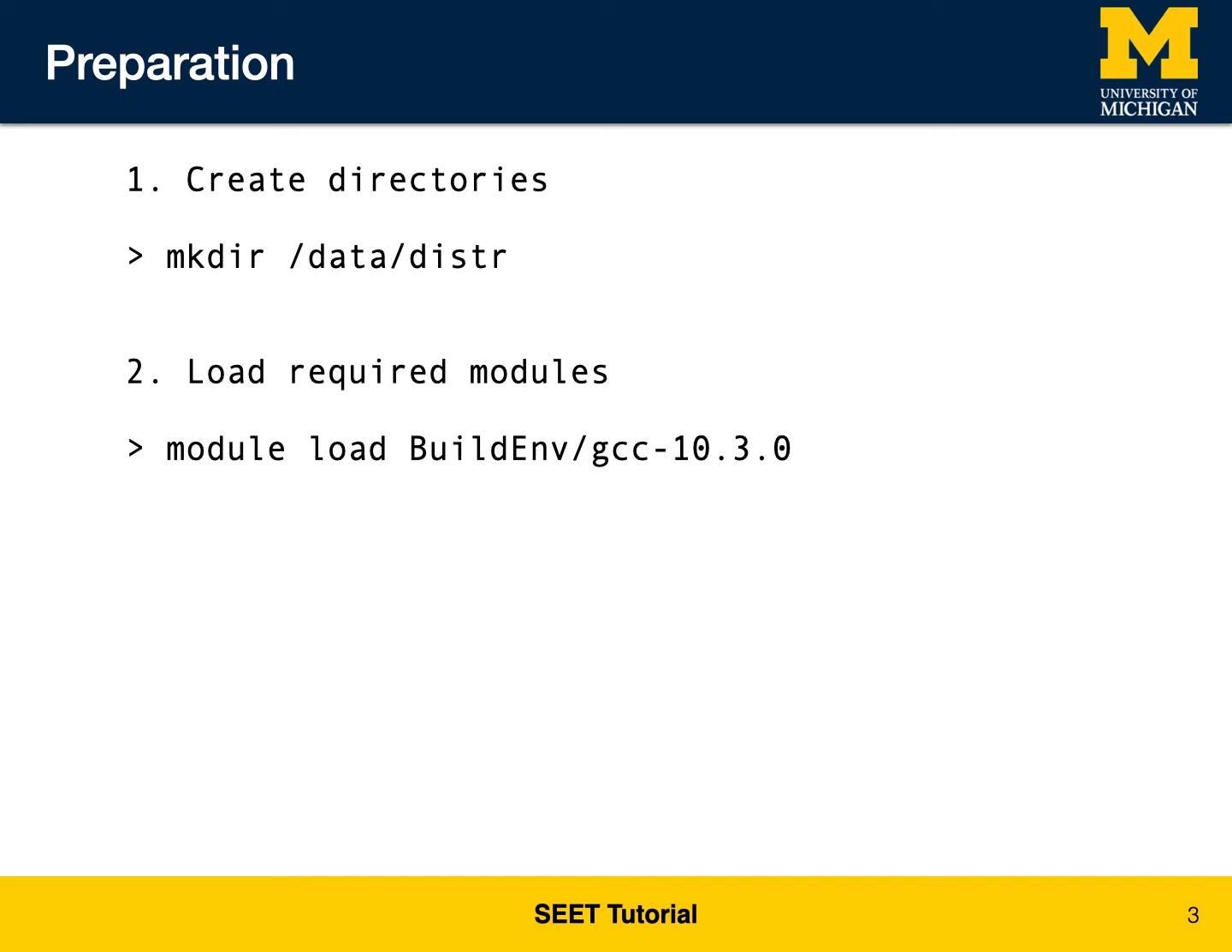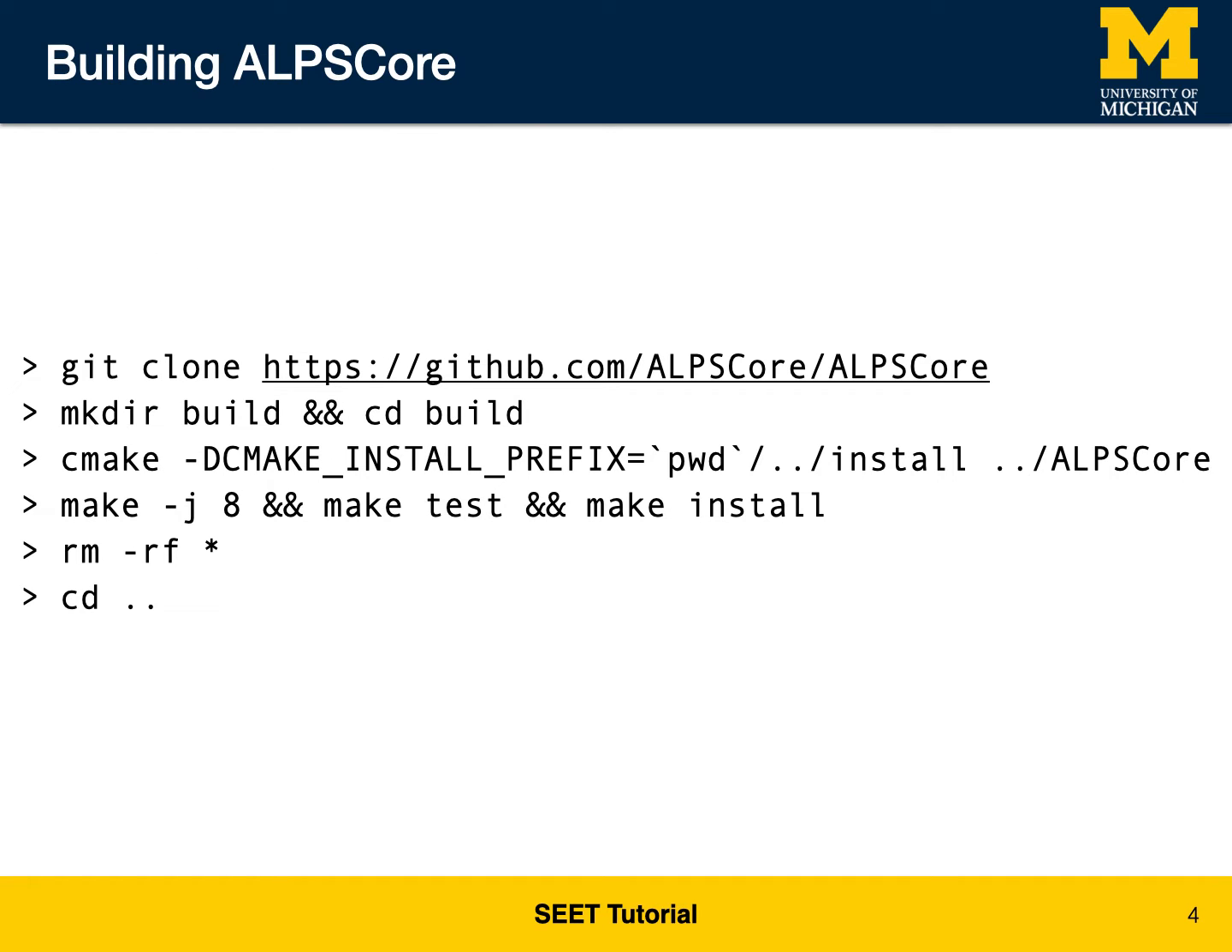So first we create directories, and then we load some modules. This is an example on Pauli. On other systems, it will be completely different because other systems have completely different compilers and ways to load them. But for Pauli, you can load this one. Then you need to build ALPSCore. For that, you clone it from GitHub. You create a build directory, go there, call CMake, then wait for 20 minutes, then run tests and install it.